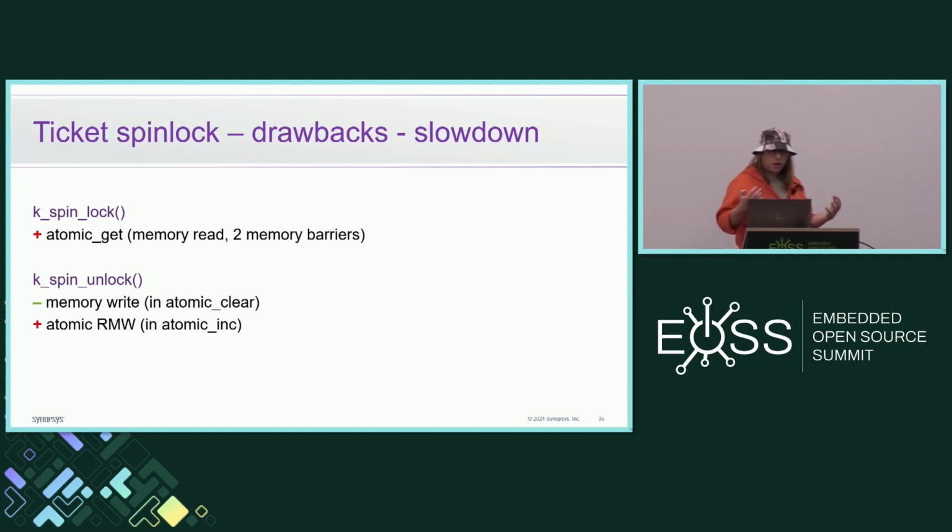But let's first compare how our old and ticket spinlock implementation was done. So in case of new implementation in spinlock function, we have +1 atomic get Zephyr primitive, which would result in 1 memory read and 2 memory barriers. In case of Zephyr, it would be full memory barriers. And in case of k_spin_unlock, it would be atomic read modify write instead of regular write. Number of barriers would be same just because we are replacing one atomic primitive with another.